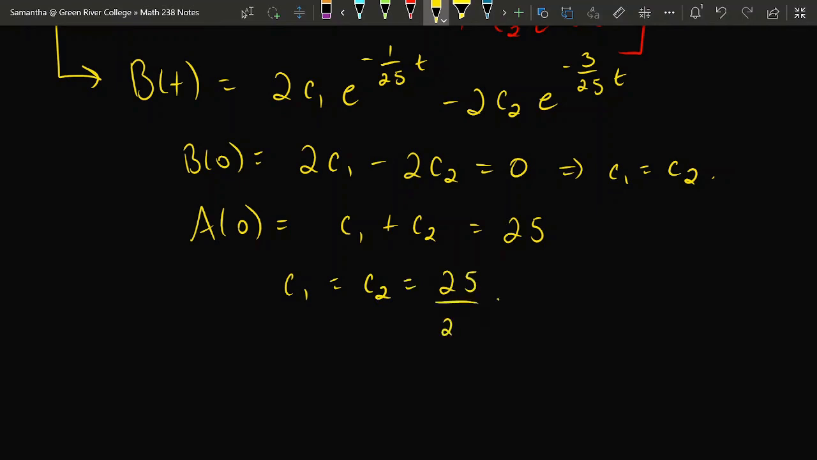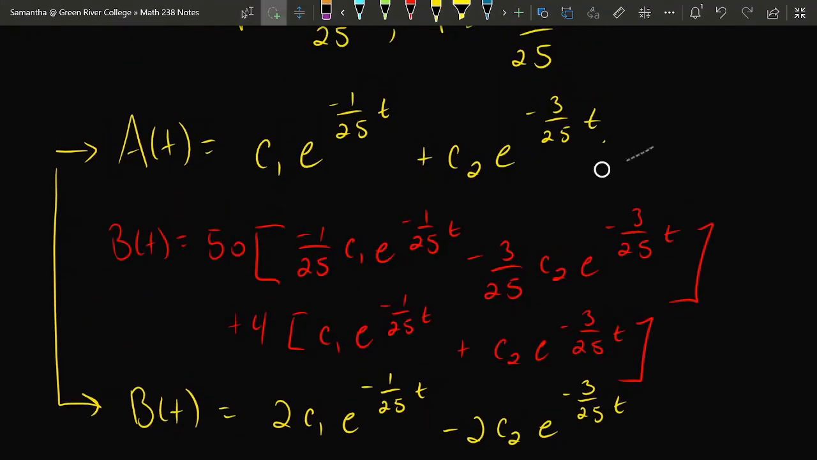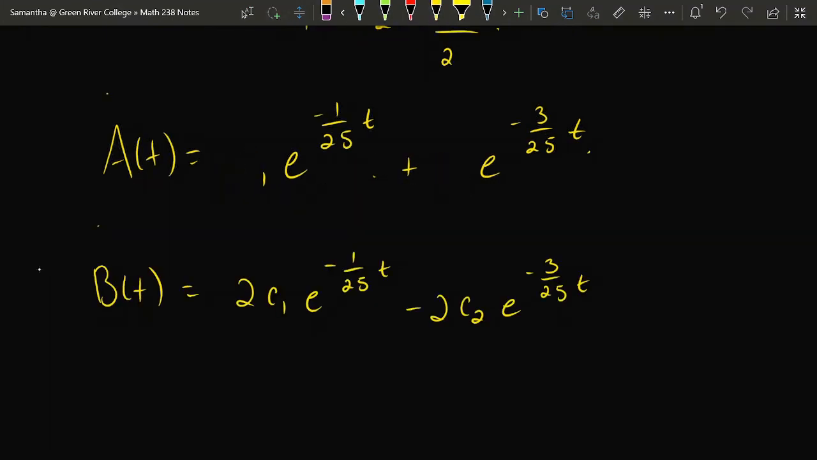And from that, we get our formulas for A of t and B of t. I'm going to shamelessly copy-paste, going in and replacing C1 and C2 with 25/2. We get our formulas for A of t and B of t. So that is the method of substitution as applied to solve systems of differential equations.